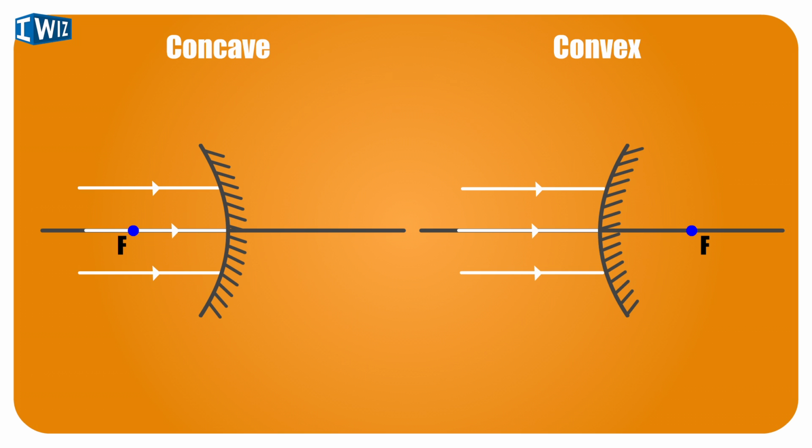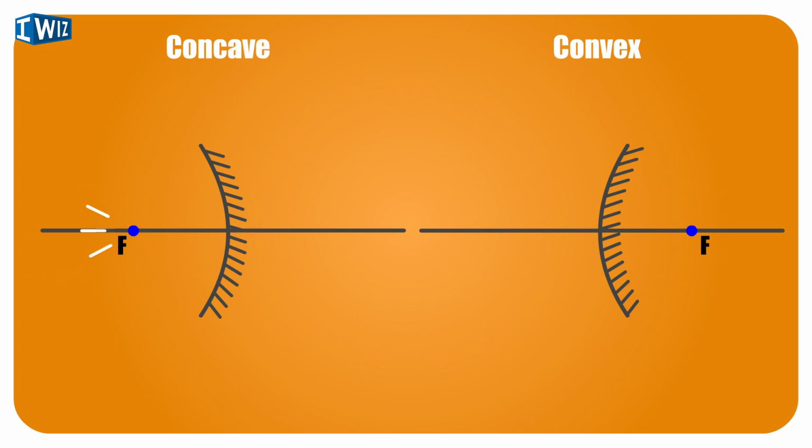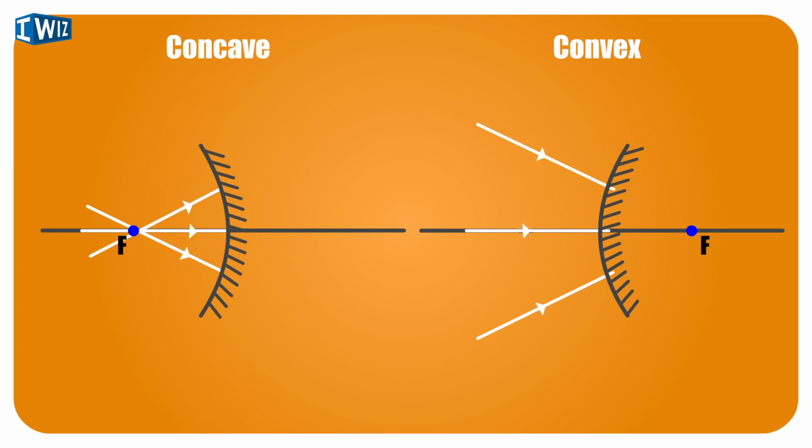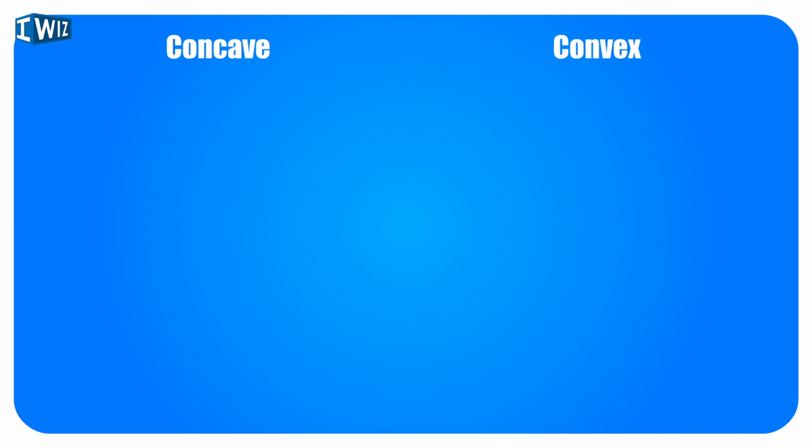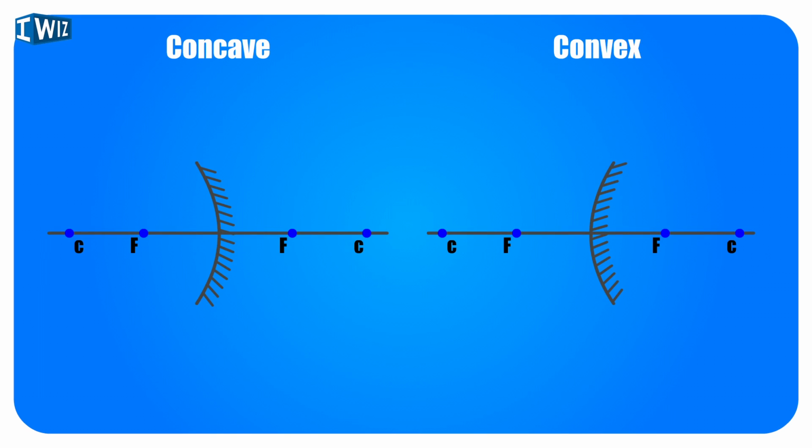The next two rules are that a ray of light which is parallel to the principal axis passes through the focus, or appears to pass through the focus in a convex mirror. A ray of light passing through the focus, or appearing to pass through the focus in a convex mirror, becomes parallel. The last rule that we need to know is again very similar in both the concave and convex mirrors.